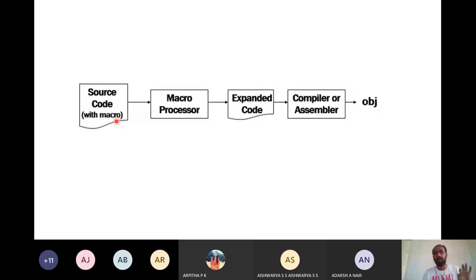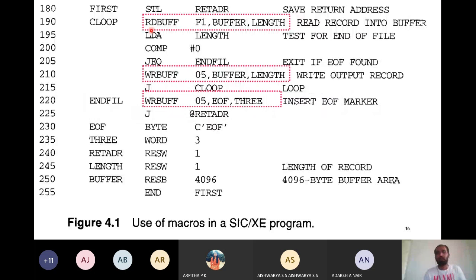What should be the output from the macroprocessor? It is the expanded code. If you analyze how many expansions are required, three expansions are required. One is for the read buffer expansion, and the write buffer expansion needs to be done twice for different inputs. Remember, the parameters are different: for one write buffer expansion the parameters are 0.5 buffer length, whereas for the other it is 0.5 UOF and 3. Like that, the arguments are changed.